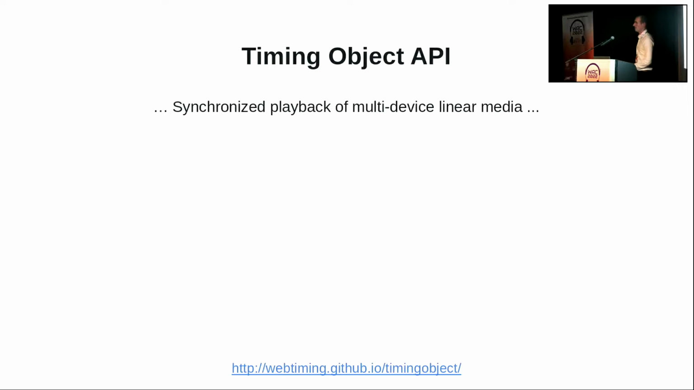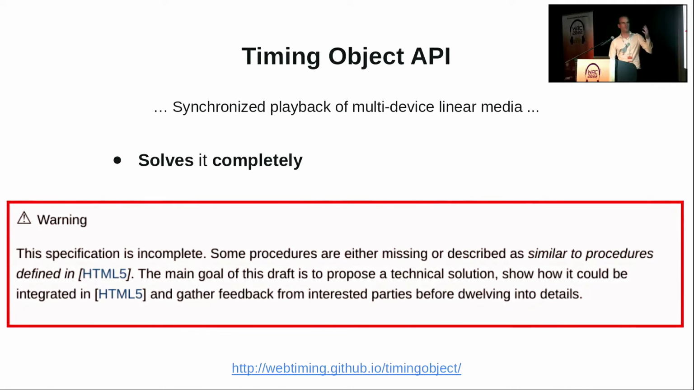And the second, very promising, is the Timing Object API. If the API works, it will provide synchronized playback of multi-device linear media. Basically, this is the solution. There would be no need for a prototype. It's just plug and play. It solves it completely. But at the moment, they mention it's still in the specification phase, so it's not usable at this moment. Okay, so that's that part.